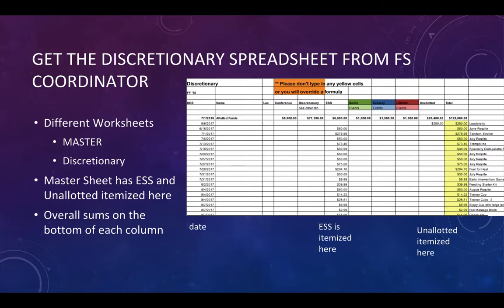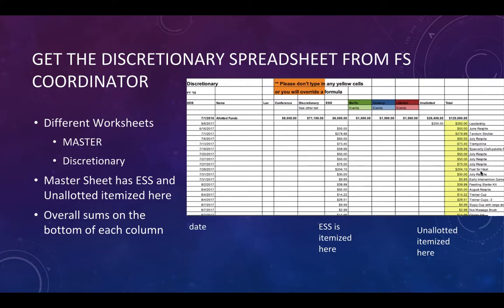On the master sheet, we have the date. Notice that the names are blanked out because that's a confidentiality issue. Then we have columns for conference, discretionary, which gets pulled from another sheet, ESS, and then these are the three breakdowns from each region, and then unallotted and total. The ESS expenses get calculated here or tabulated here.